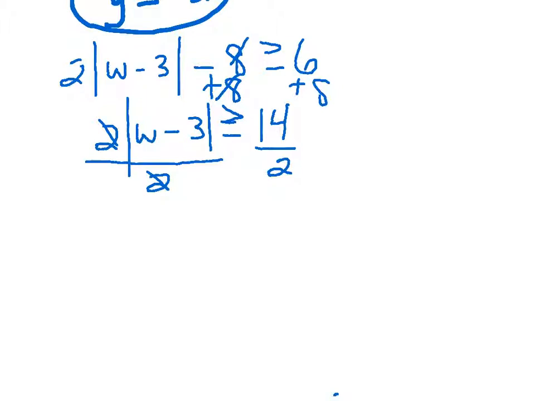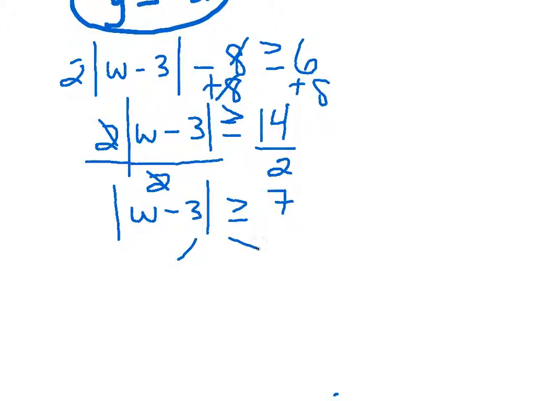Now notice we're dividing by a positive number, so we don't have to flip the greater than or equal to less than or equal. If the 2 had been negative, we would have had to flip it. But it's a positive number, so we're all set with that. So now when we rewrite, we now have w minus 3 in absolute value signs. It's greater than or equal to 14 divided by 2, which gives us 7. Bingo. This looks a lot like what we were just doing.